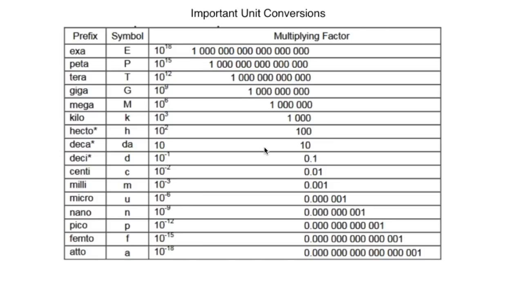In this video I'll just explain briefly what the things are over here. What you are seeing right now on your screen is the important unit conversion table, and it gives you the multiplication factor, that is, the number you have to multiply by in order to get a particular value.